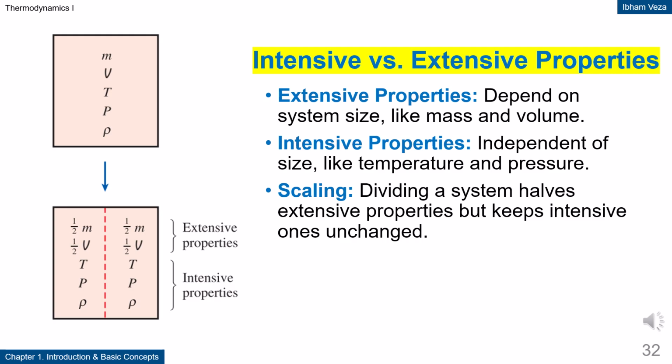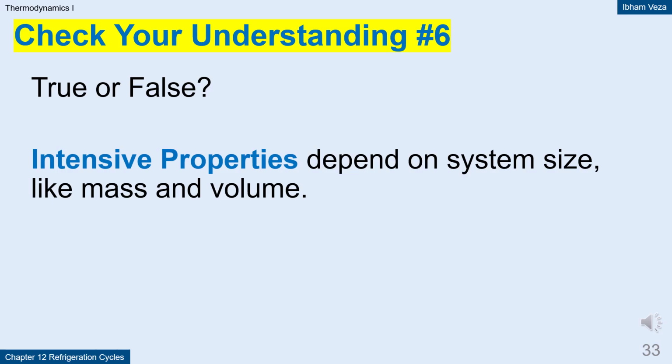Intensive versus extensive properties. Extensive properties depend on the size or mass of the system. Examples include mass and volume, which change if the system is divided. In contrast, intensive properties do not depend on system size. Temperature and pressure remain the same even if the system is divided. This distinction is important in classifying thermodynamic properties. False. Intensive properties do not depend on system size, like mass and volume.